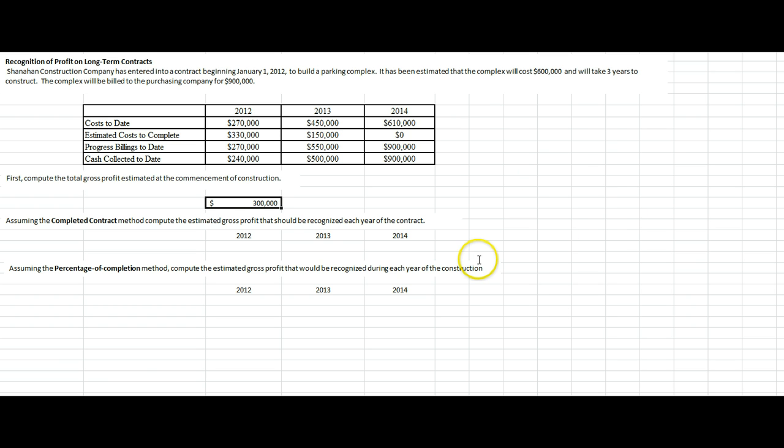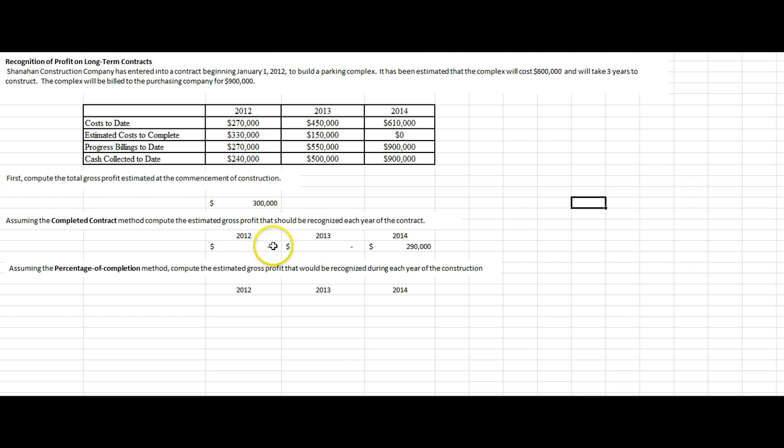Using the completed contract method of accounting for the gross profit, we would wait until the year 2014 when it's complete to book all the gross profit. So on our income statement, we'd have no gross profit in 2012, no gross profit in 2013, and then when we finally finish it, our actual costs turn out to be $610,000, by the way. So our answer would be in 2014 we would book our billings minus our costs, or $290,000.